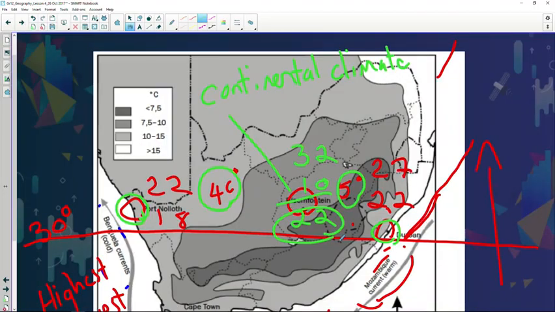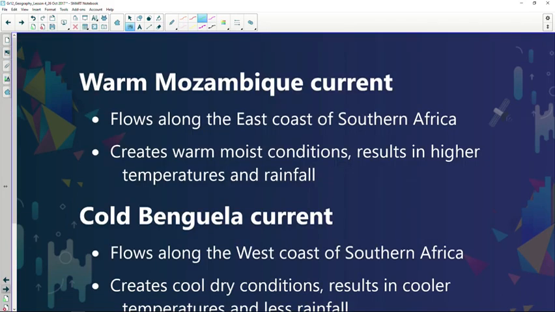And most importantly over here, the influence that a cold ocean current and a warm ocean current have on the same place, on the same degree of latitude, but difference in temperature because of the water temperature. Now, if we continue at the second factor that plays a huge role in South Africa's climate, as you can see, let's just quickly recap on the ocean currents. The warm Mozambique current, it flows along the east coast. It creates very much warm conditions and moist conditions, and it results in rainfall.